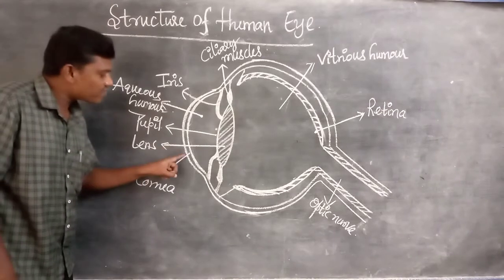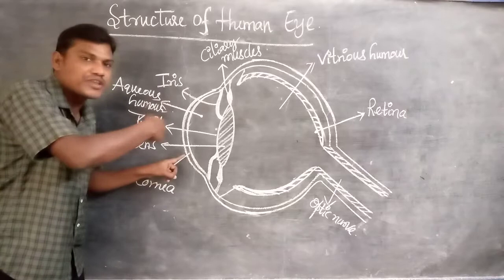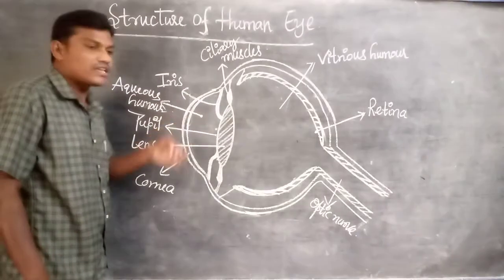So the cornea is the front portion. Which surface is it? It is a spherical or curved surface. Aqueous humor is a liquid. What is the use of this liquid?